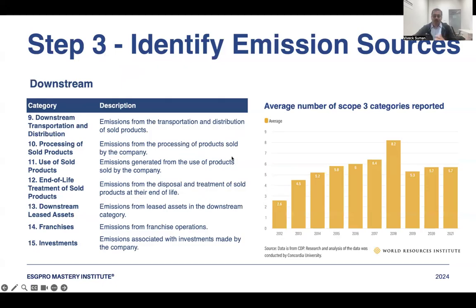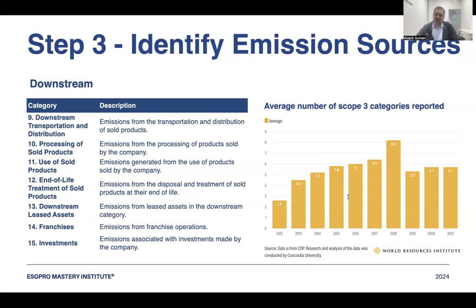Then comes the downstream side. At the downstream side, it starts with downstream transportation and distribution. So that confusion I want to remove. I want to put it together so we can learn it really better. So emission from transportation and distribution: whatever finished goods material you are sending to your distributors, dealers, or to the direct consumer place needs to be checked. And that will be part of your scope 3 downstream emissions.